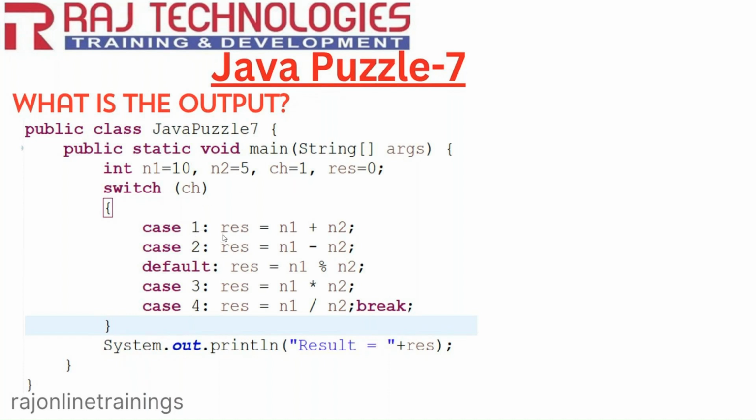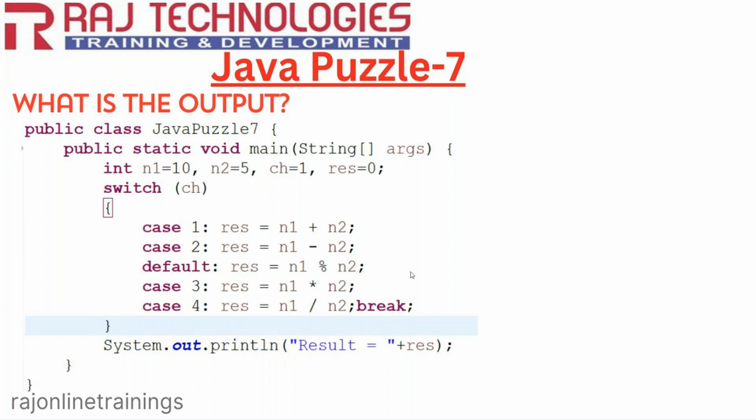So here in case 1 we are adding the two numbers n1 and n2. Case 2, we are subtracting the two numbers. Default, we are going with the modulus, and case 3 we are multiplying the two numbers, and case 4 we are doing the division part, and after that, break. And once we come out of the switch, we are displaying the value of result.